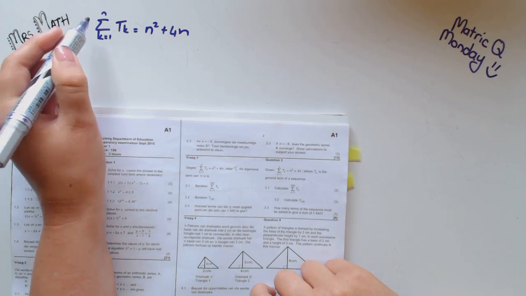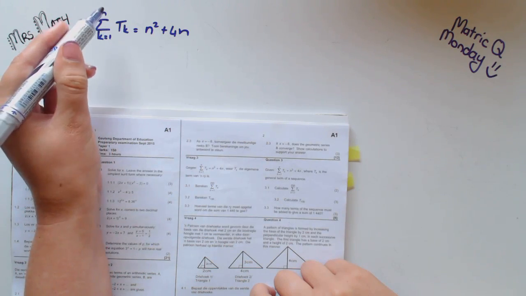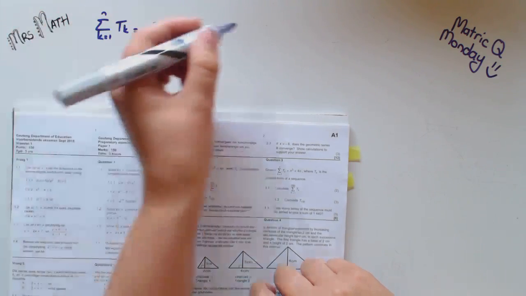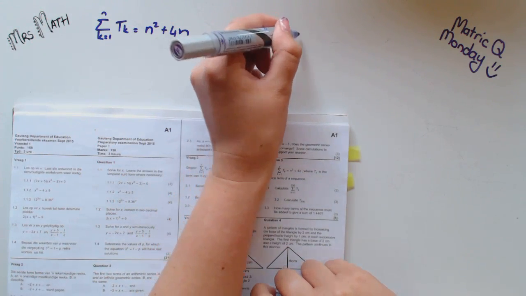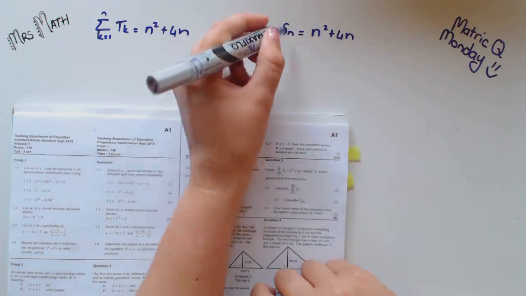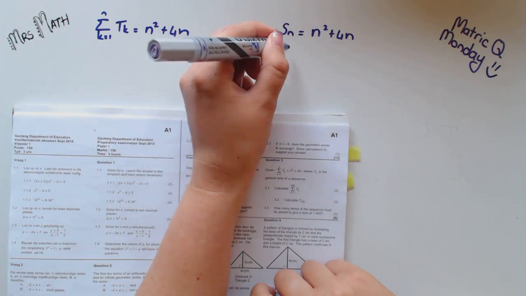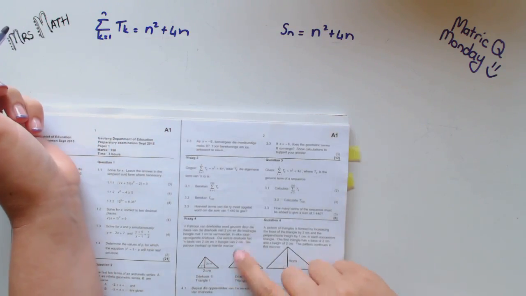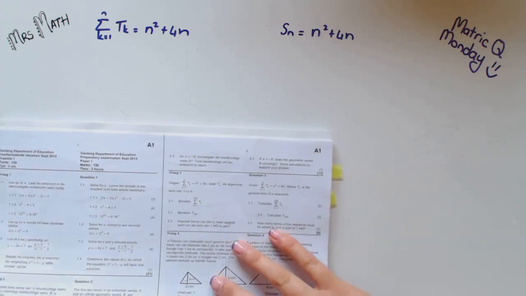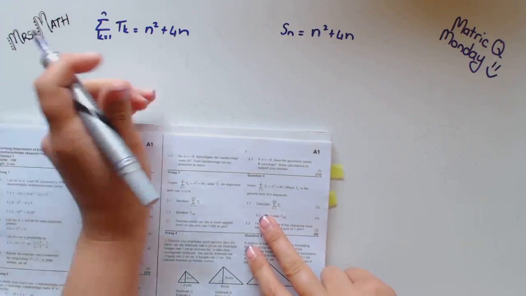The sum of all of the general terms from 1 to term n is going to be n squared plus 4n. So basically, my Sn is n squared plus 4n. My a, my n, my r, I don't know. Right, this is a sequence. I don't know if it's a geometric or arithmetic sequence yet.